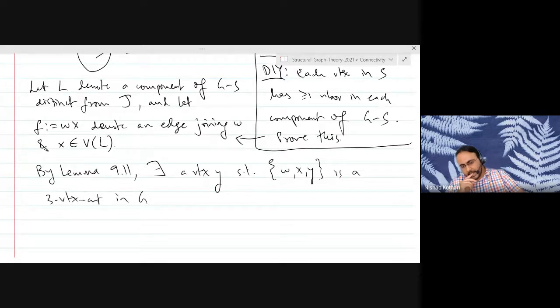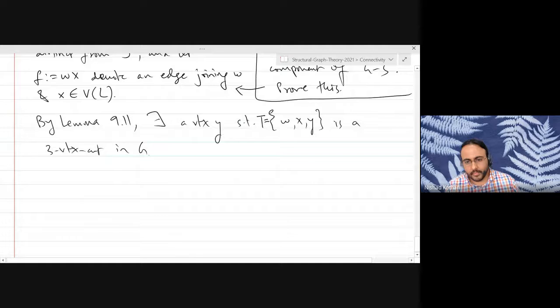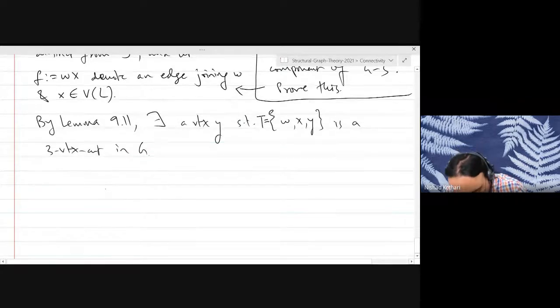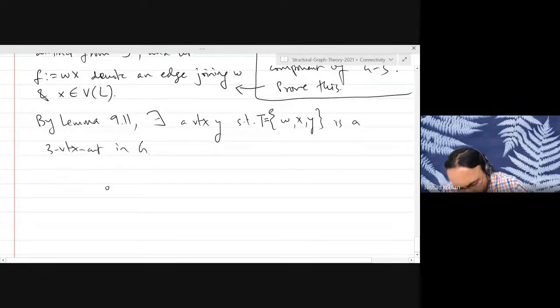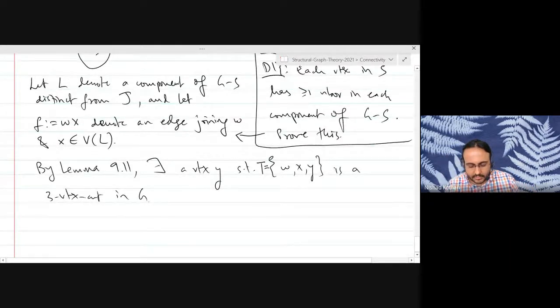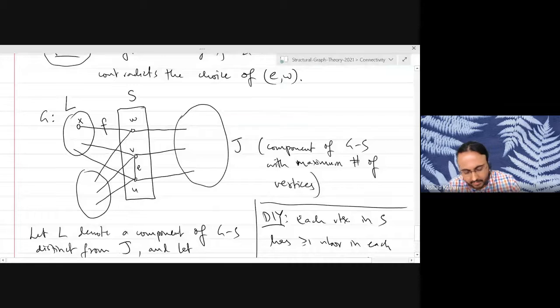Okay, let us call this set T. We have another drawing where we have T. In fact, I won't even make this drawing, it's not necessary. Let us try to imagine everything here. We are taking the ends of the edge F, W and X.